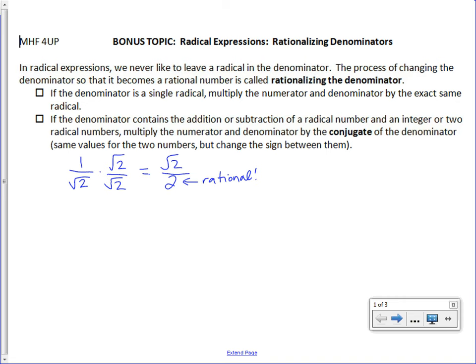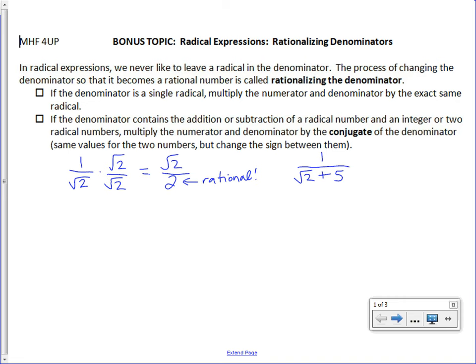Okay? And so if the denominator contains the addition or subtraction of a radical number and an integer, or 2 radical numbers, multiply the numerator and denominator by the conjugate of the denominator. Same values for the 2 numbers, but change the sign between them. So an example of that would be something like this.